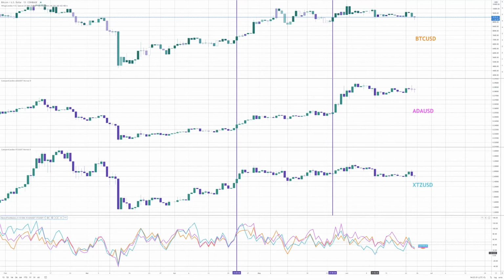And here again, all the cryptos going into bullish territory. Again, ADA outperforming for these 3 candles. So this is the beauty of money flow.